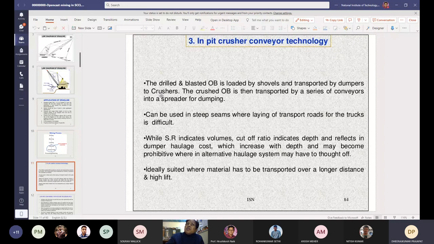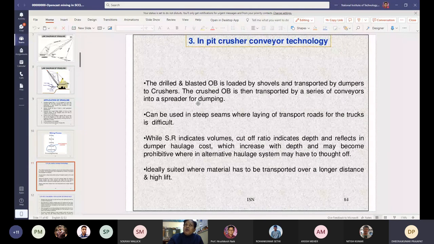There is a crusher plant, or crusher unit, in the pit. So after drilling and blasting, with the help of a shovel and dumper, the overburden material is taken to the crushers. Then after the material is crushed, the crushed overburden is transported by a series of belt conveyors to a spreader for dumping.